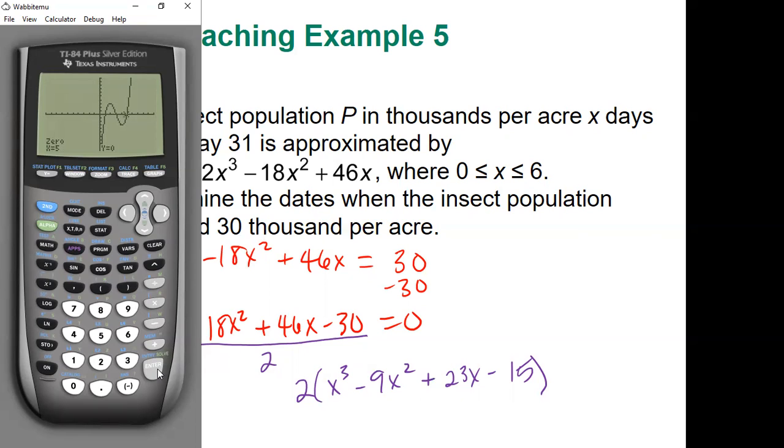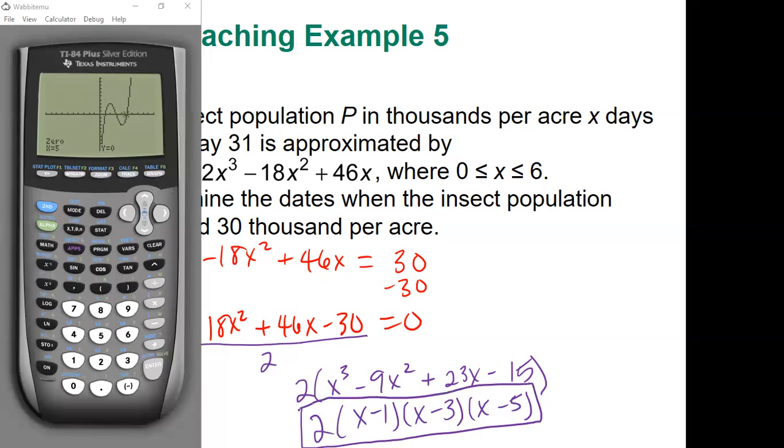So now, do we have our factors? Yeah. So now I can write my factors. So my factors in this case would be, the 2 is still there, but we had x minus 1, and x minus 3, and x minus 5. So it is fully factored. Okay. How this answers the question, it says, when does it happen? So it happens when x equals 1, when x equals 3, and when x equals 5.